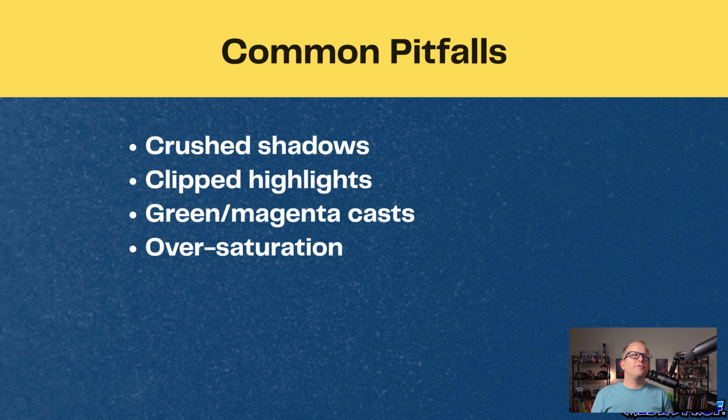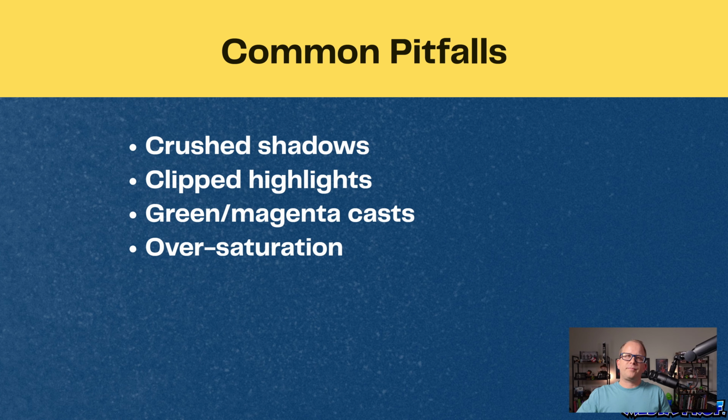Okay, so a couple of kind of rookie mistakes or common pitfalls to avoid here. Generally I see people crushing shadows below that 0 line. You're going to lose detail. Don't do that. Clipping highlights is another one, essentially pushing things above that top line on the waveform or RGB parade. Don't do that either. You're going to lose detail. Those details will be gone.